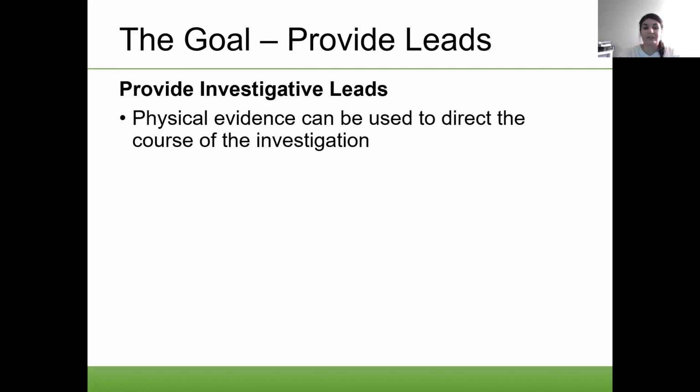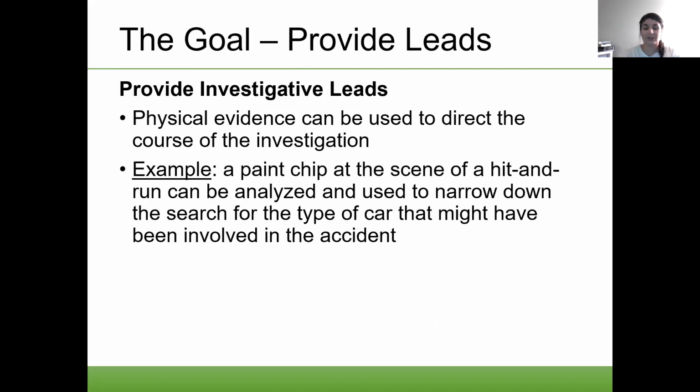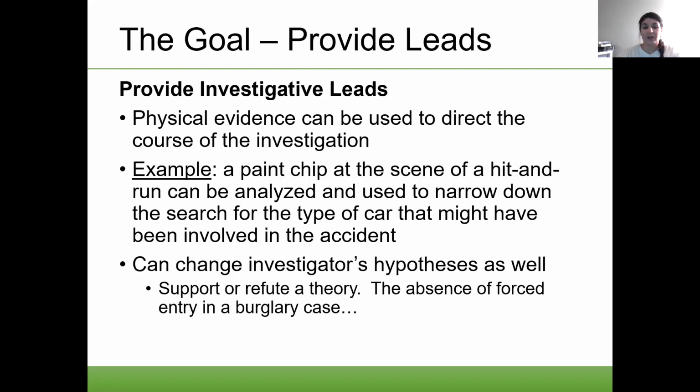Provide investigative leads. Physical evidence can be used to direct the course of the investigation. For example, a paint chip at the scene of a hit and run can be analyzed and used to narrow down the search for the type of car that might have been involved in the accident. There are properties of paint that are only used on certain types of cars. And this can change the investigator's hypotheses as well. So it can support or refute a theory. If it refutes it, then the investigators know to look in a different direction.